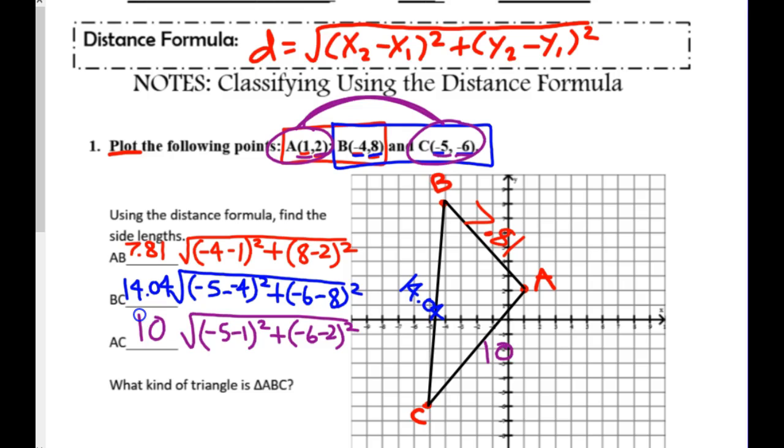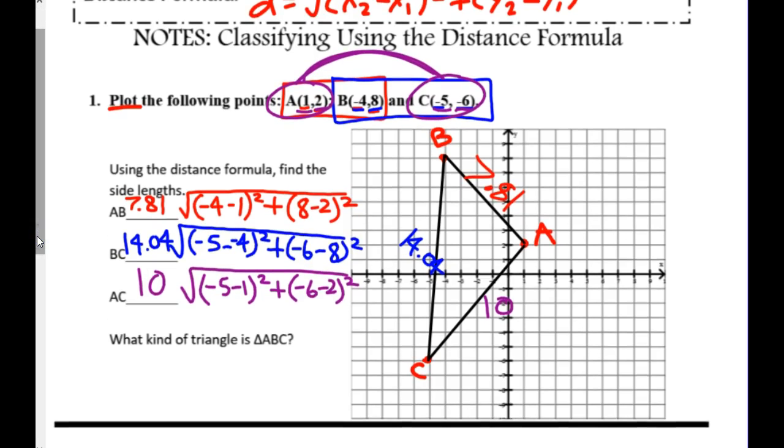Now, we just did all this work. We plotted, we made a triangle, we labeled, we used the distance formula, we got the lengths of the sides. We did all this. And if you leave this last part blank, you did all that for nothing. Because the reason you did all that is to tell me what kind of triangle. To classify, that's the word. So, let's classify this by its sides, and then by its angles.